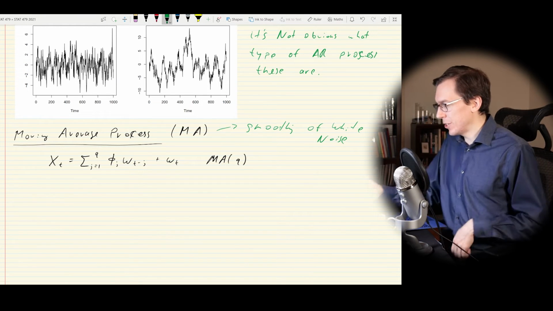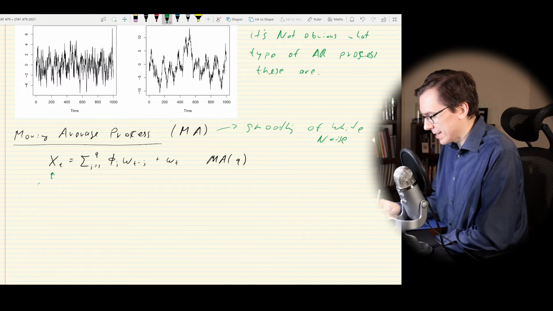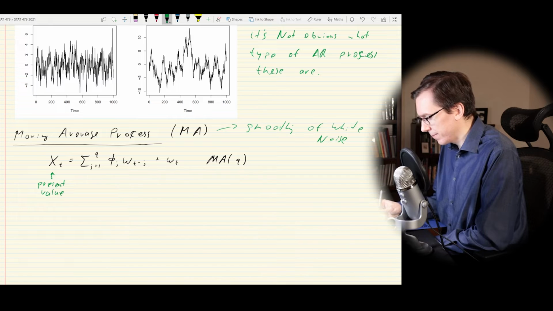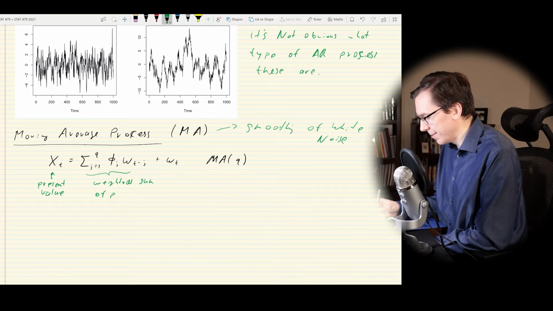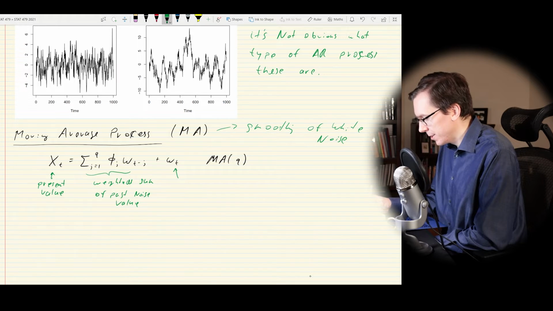So what does this equation tell us? This equation says that the present value is an average or some weighted sum of past white noise values, past noise values, plus white noise at the present time.